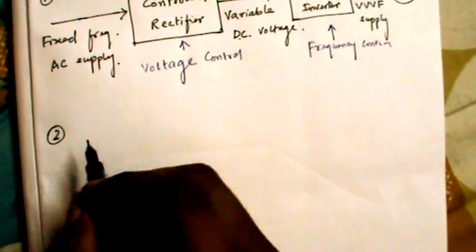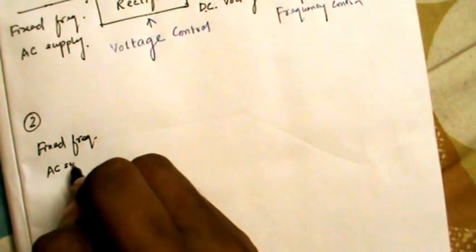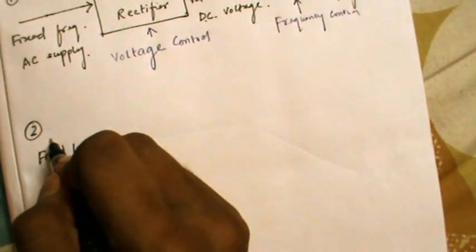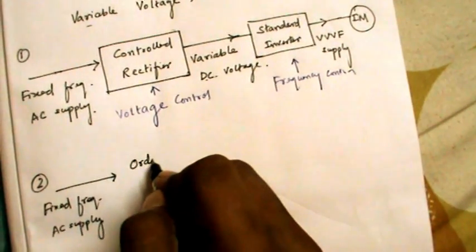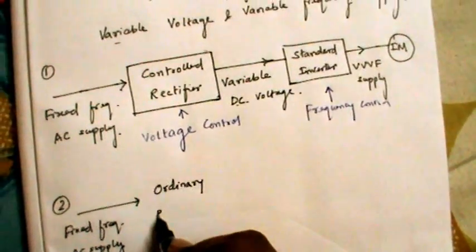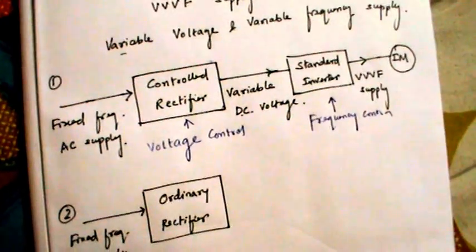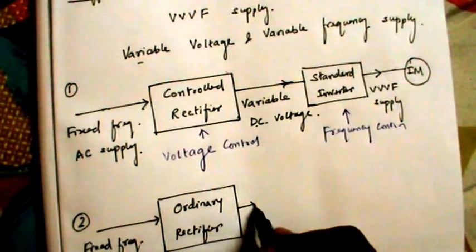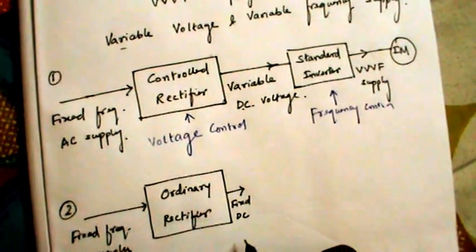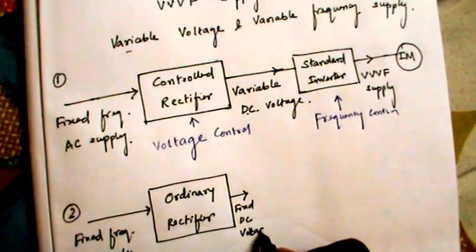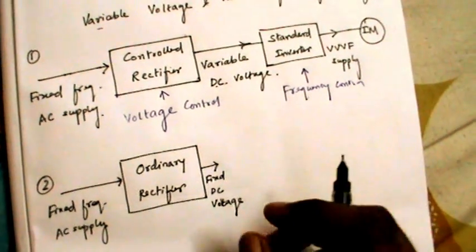As I said, I will be using a fixed frequency AC supply. So here also a fixed frequency AC supply. Now here I will use an ordinary rectifier rather than a control rectifier. So as usual, an AC is given, we'll always obtain a DC voltage. But this DC voltage is a fixed DC voltage. Now we have to convert this fixed DC voltage into a variable DC voltage in order to control the voltage.